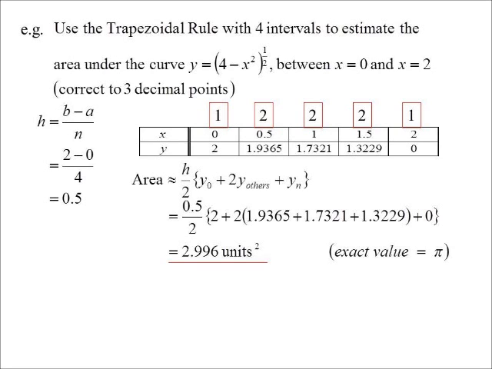So how far off are we? Well, the exact value is pi, so to 3 decimal places, that's 3.142. So we got a 4.6% error. Of course, we could get better by using more trapeziums.